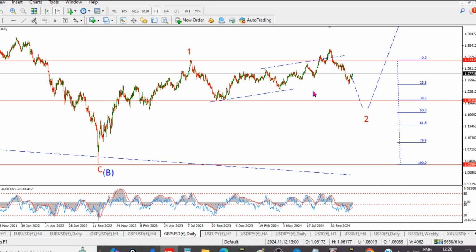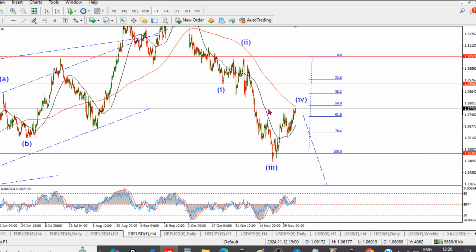The equivalent pattern in euro dollar has broken below the previous wave A here. That would equate to about 120 in cable, but we are nowhere near that just yet. So if this pattern is correct, we still have a long way to go here to the downside.